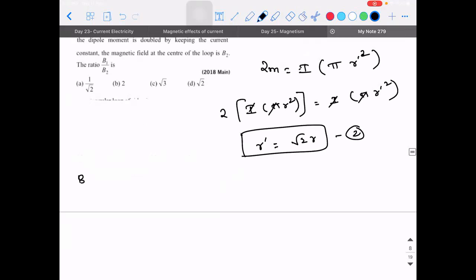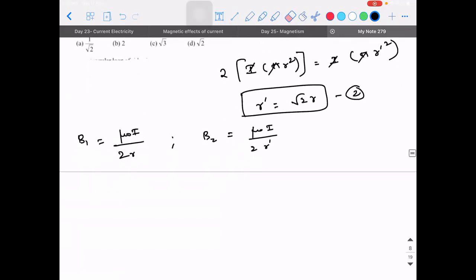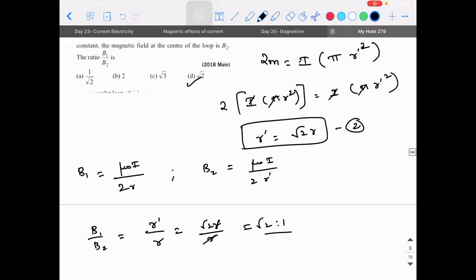Now, what is the magnetic field at the center of a current carrying loop? It is mu naught I divided by 2r. B2 is equal to mu naught I divided by 2 times r dash. Then what is B1 by B2? R dash divided by r, root 2r divided by r. Answer is root 2 is to 1. Right?